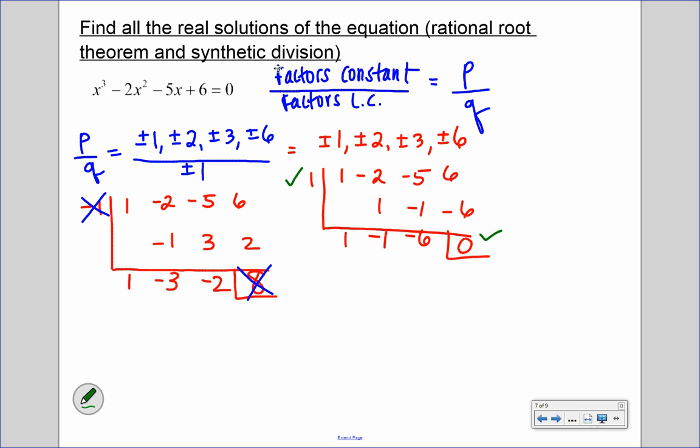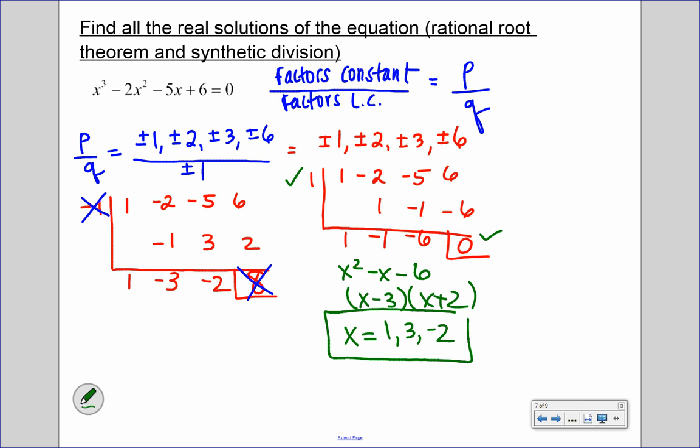And what we can do now is write this as a trinomial, x squared minus x minus 6. And we now can very easily factor this as x minus 3 and x plus 2. And we now can say that our zeros, or our solutions, are 1, 3, and negative 2, using our rational root theorem and synthetic division.